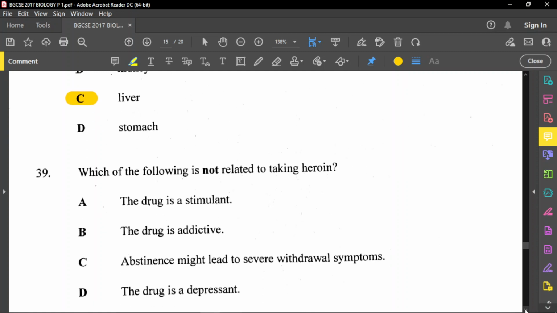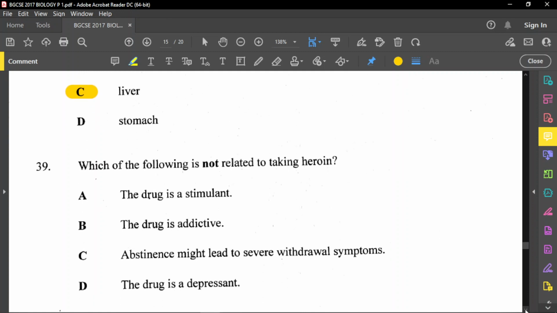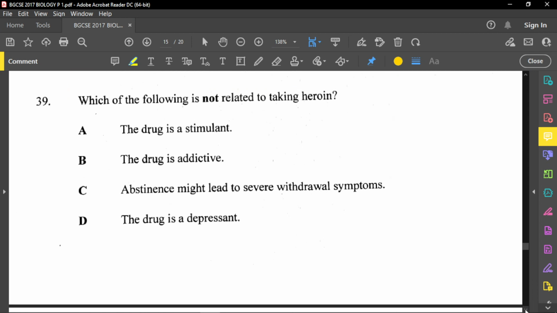Question 39 is which of the following is not related to taking heroin? All right, so is this a drug? Just to make a note right here, it said the drug is a stimulant. No, it's not a stimulant. And it said which is not. So A is the answer. It is definitely not a stimulant.